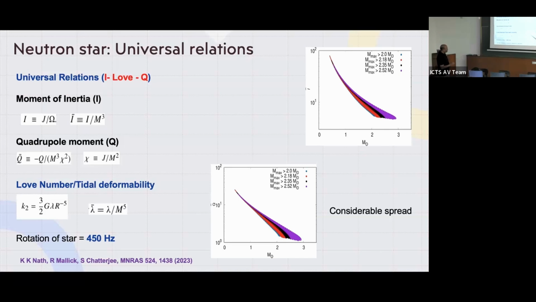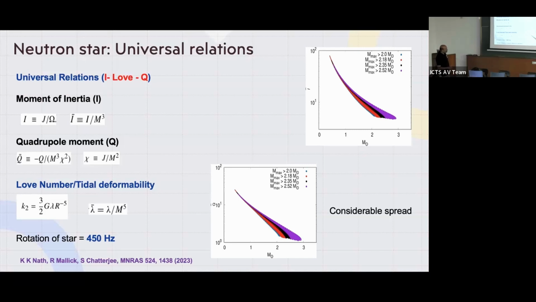Okay, so if I first plot this I bar against mass, you will see that there is no universal relation because there is a considerable spread, and you can see that the spread depends on the mass bound that we choose. If I have a lower mass bound, there is a bigger spread. If I have a higher mass bound, the spread is much lesser.